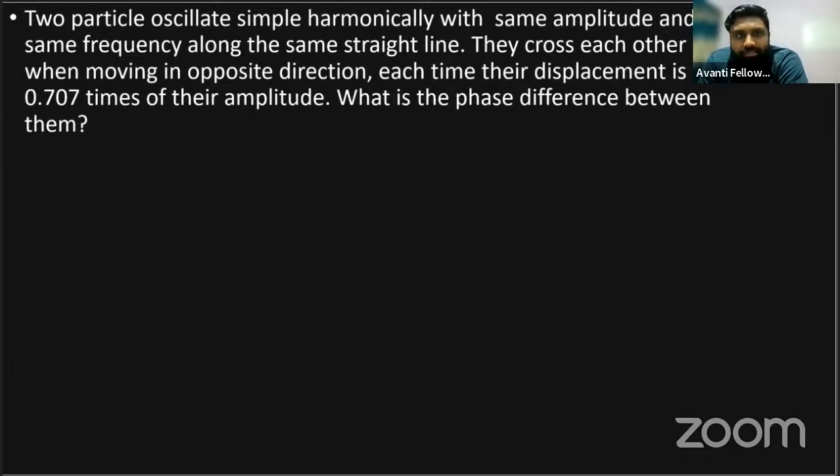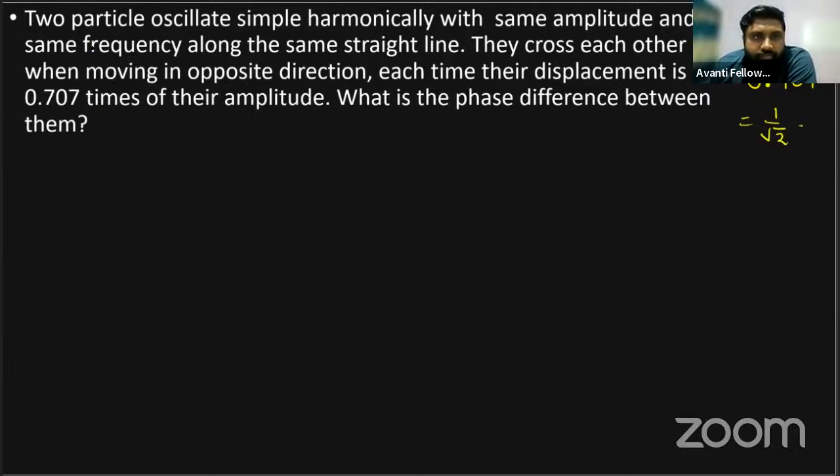They cross each other when moving in opposite direction. Each time their displacement is 0.707 times their amplitude when they are crossing. So what is the phase difference between them? Firstly, do not hesitate with this 0.707, it is 1 by root 2.